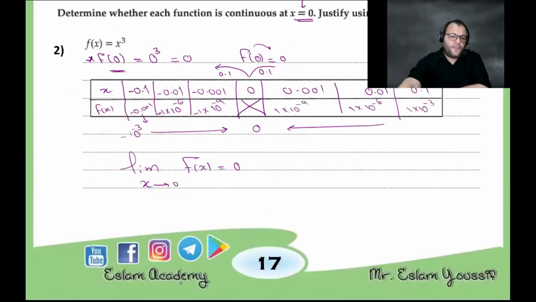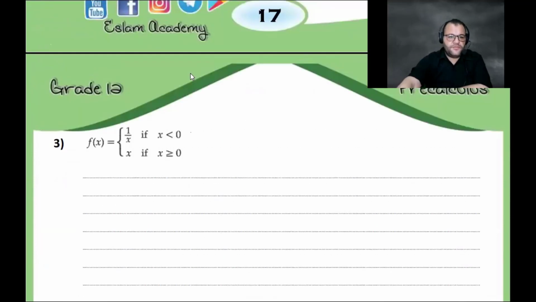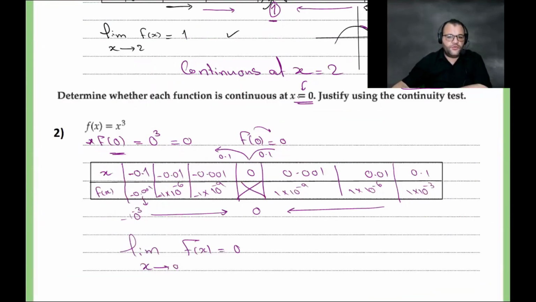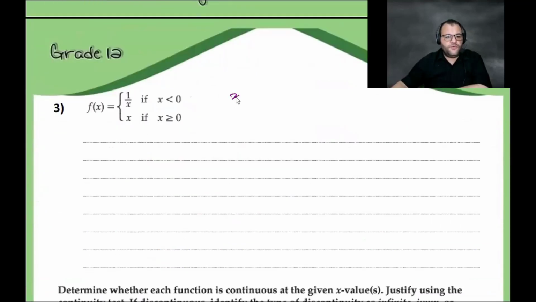Okay. Again, we need to check. We have a piecewise function: 1 over x when x is smaller than 0, and x when x is greater than or equal to 0. Can you solve this one? With the same idea, we need to check for x equals 0, the same question. Study for x equals 0 whether the function is continuous or discontinuous.